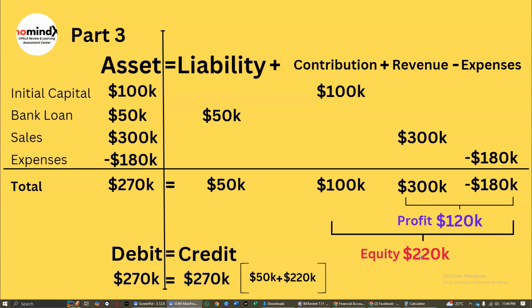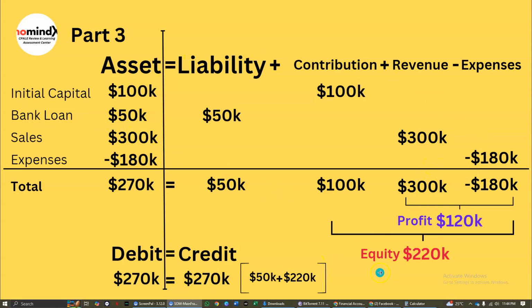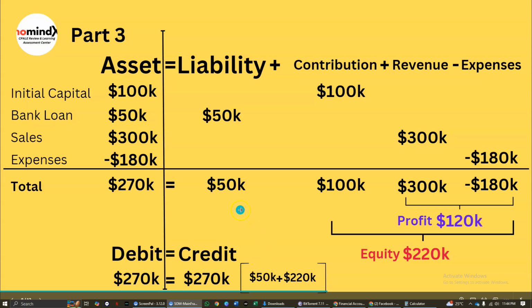Now we add this equity to our liability, 50,000. We have 270,000, which is in here. So that is proof that our credit side is equal to our debit side, the total asset. I hope you understand this flow to understand more about this equation in expanded form.